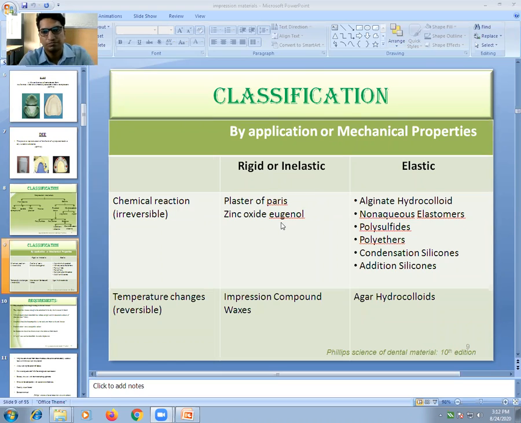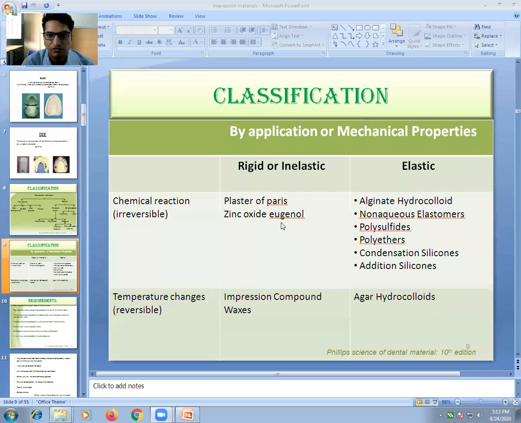Now, as I said, impression material classification is rigid or inelastic and elastic. In this, there are again two classifications: based on chemical reaction and based on temperature change. Based on chemical reaction means the material sets by forming a chemical reaction. If two chemicals mix to form another chemical, that's why it is known as irreversible. In a chemical reaction, the material we form cannot go back to its previous stage. That's why it is known as irreversible.